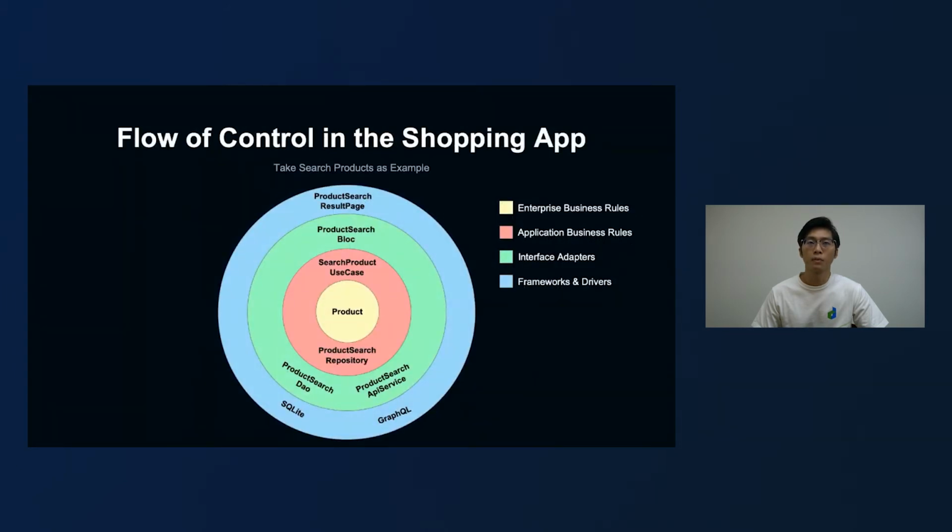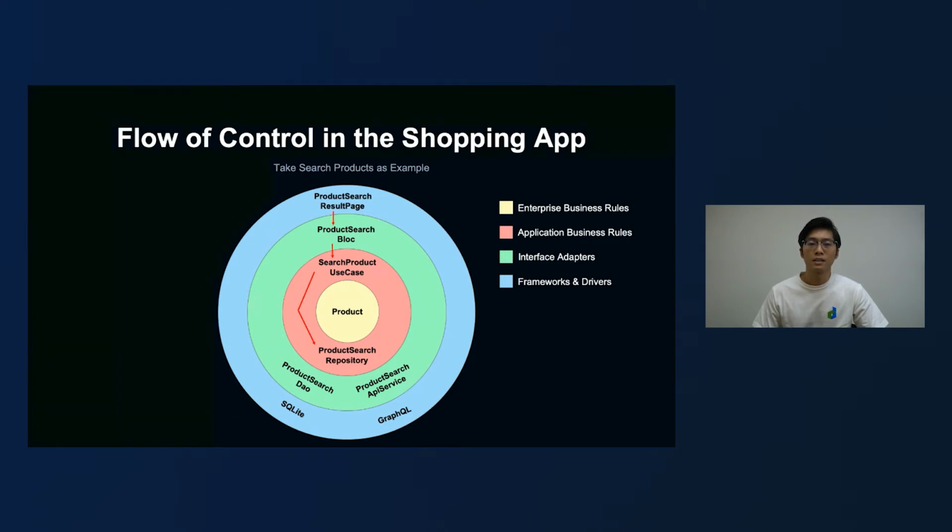And here is the flow of control in the shopping app. Let's take the search product use case mentioned earlier as an example. Users interact with the shopping app on the product search result page and send the search event to the product search BLoC. Then the BLoC will ask the search product use case to return a product list. Then the use case will use the product search repository to get the product domain model list. And it means the product search repository needs to know where the data source is from.